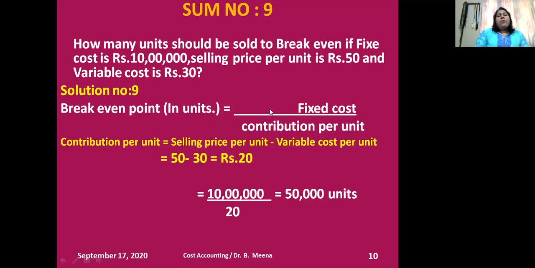So what is the formula for break-even point in units? Fixed cost divided by CPU, contribution per unit. How to calculate the contribution per unit? Selling price per unit minus variable cost per unit. What is the selling price per unit? 50, and variable cost per unit is 30. So I got the contribution per unit as 20. Then apply in the break-even point in units formula. Fixed cost is given, 10 lakhs. So 10 lakhs divided by 20. What is the break-even point in units? 50,000 units, you need to mention.